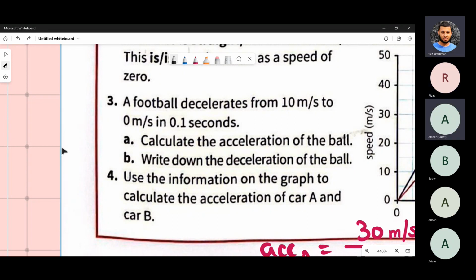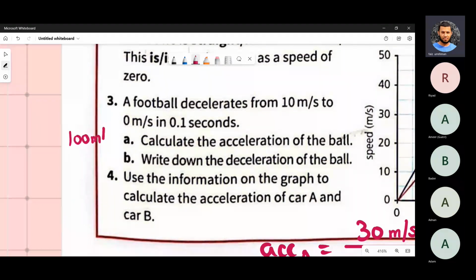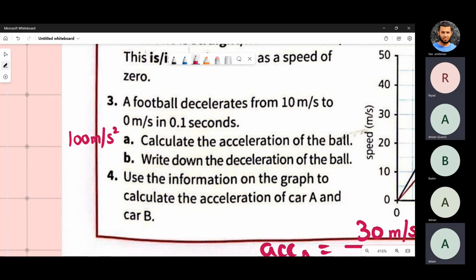What's the answer? Negative 100. No, tell me the first answer. Calculate the acceleration. Now remember the trick I told you moments back? 100 meter per second square. So you are telling me the acceleration is 100 meter per second square. And what is the deceleration? Negative 100 meter per second square. You messed up with the sign. The answer is 100.